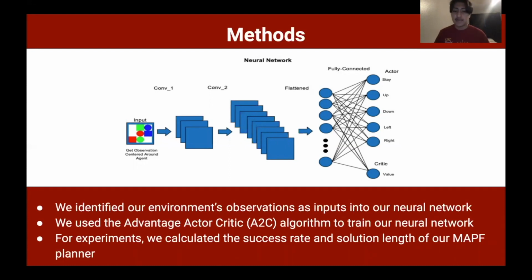And the reason we have that is because we use the advantage actor-critic (A2C) algorithm to train our neural network. The outputs of our neural network that we're trying to get are the actions that the agents should take. For example, you have stay, up, down, left, or right. We also have a value output that tells us how good the actual value of an action that the agent is about to take is. So once we trained our neural network using A2C, we ran experiments where we calculated the success rate and the solution length of our MAPF planner.